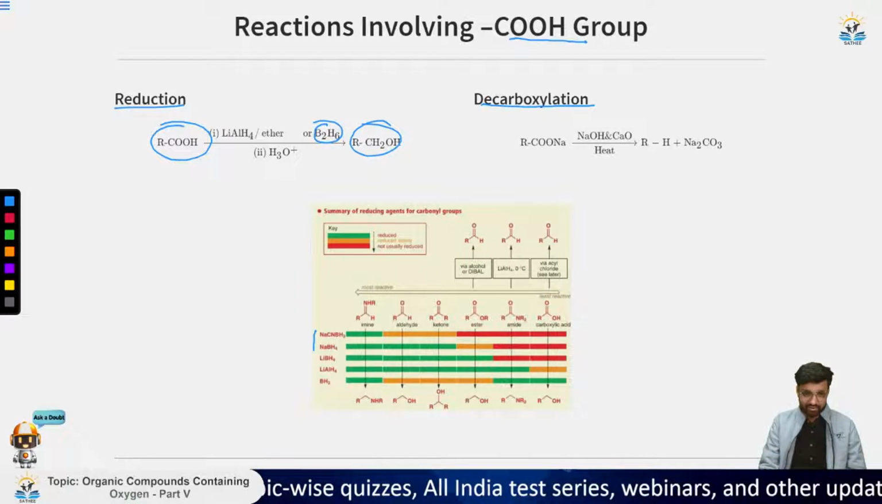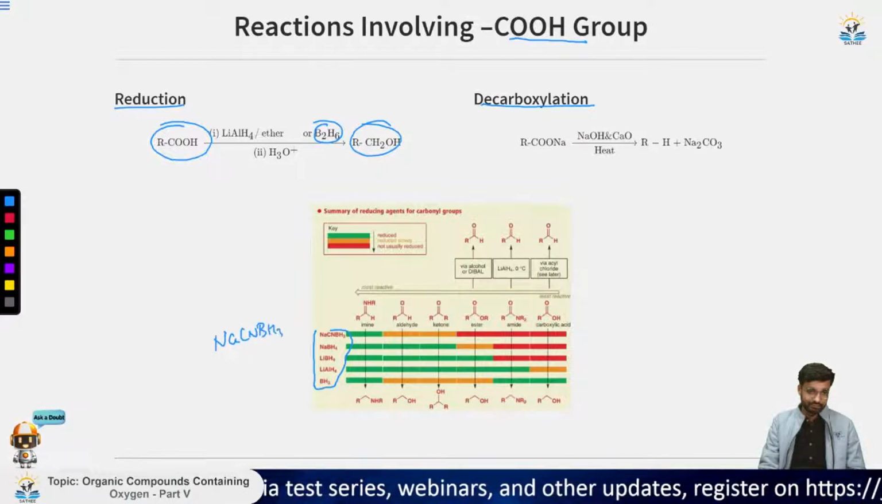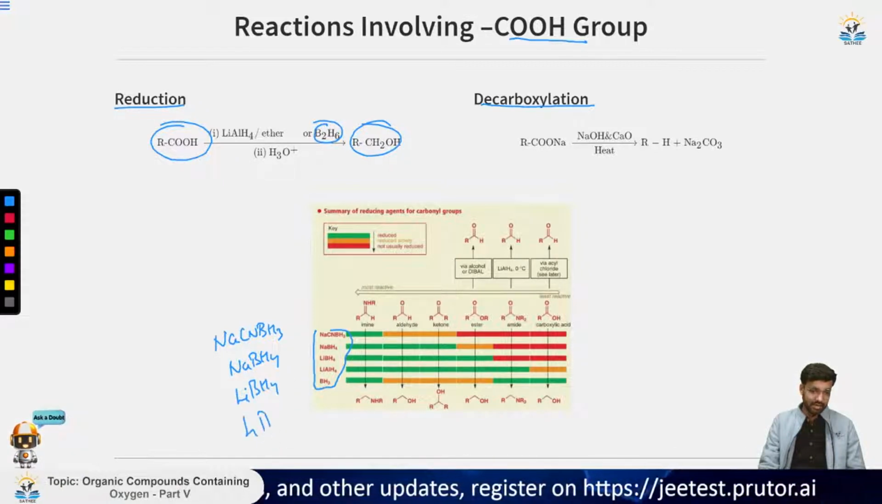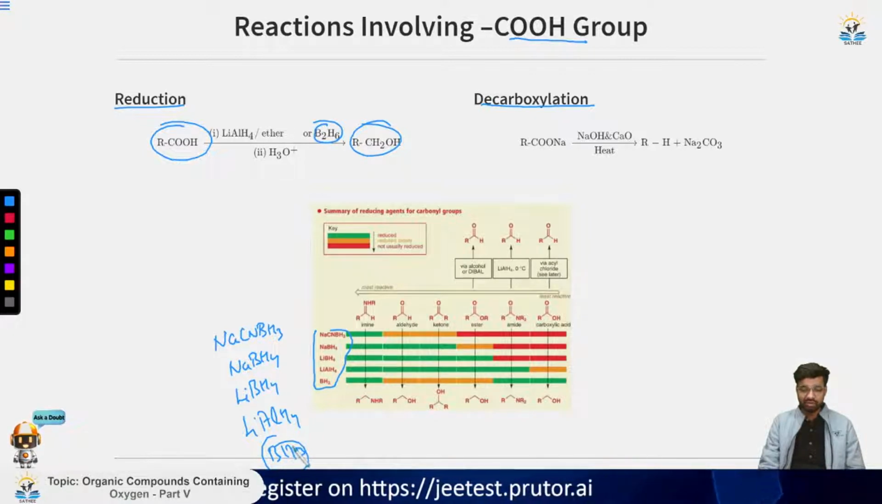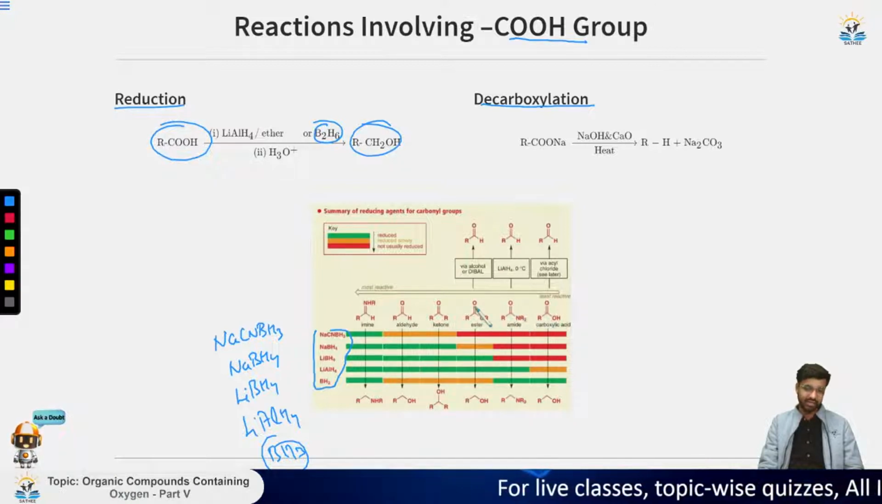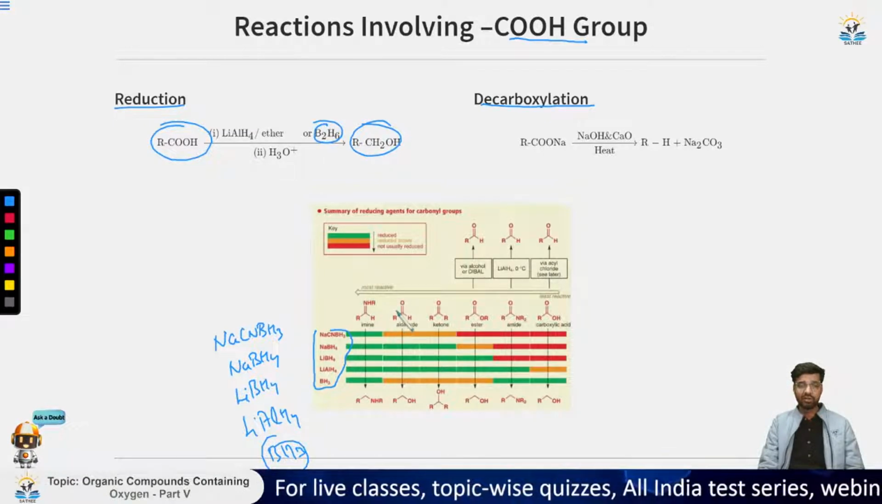We have 5 reducing agents here: NaCNBH3, NaBH4, LiBH4, LiAlH4, and BH3. This BH3 is much more unique, so I will tell you why. Now if you look at these compounds that are to be reduced, they are in decreasing order, meaning the first requires a large amount of strong reducing agent. The amide is less so as compared to carboxylic acid. Then we have the ester, then ketone, aldehyde, and imine is the most vulnerable to reduction.